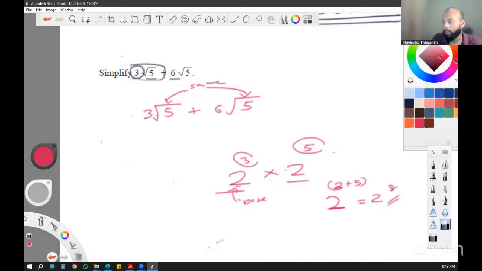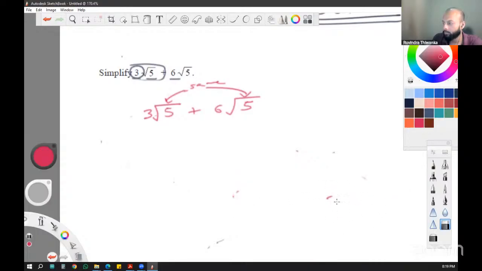Okay. So in surds also, we can do the same. How? You call these same surds, root 5, root 5. So consider this as just a value, okay, and add these two. 3 and 6, it will be 9. Answer will be 9 square root 5.